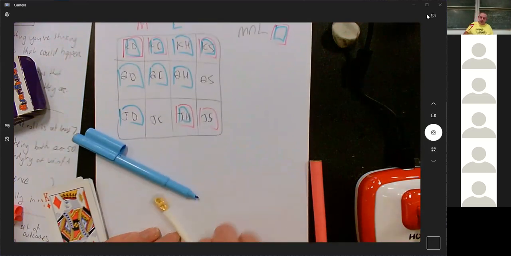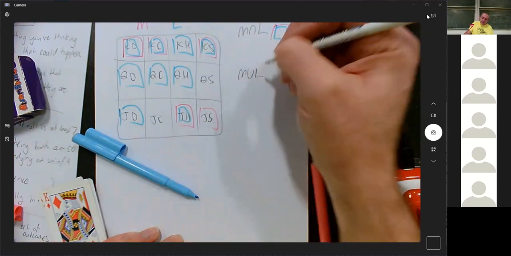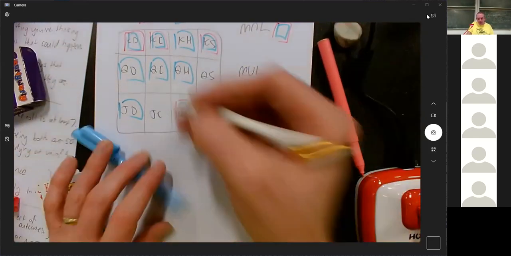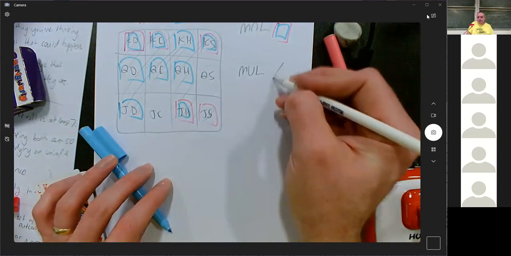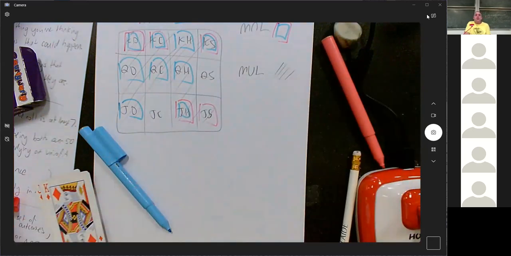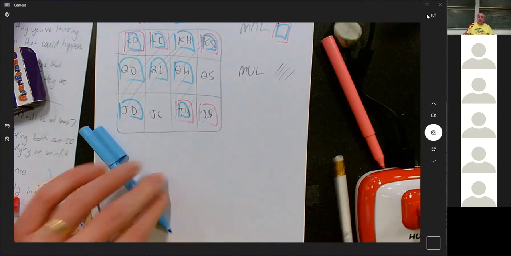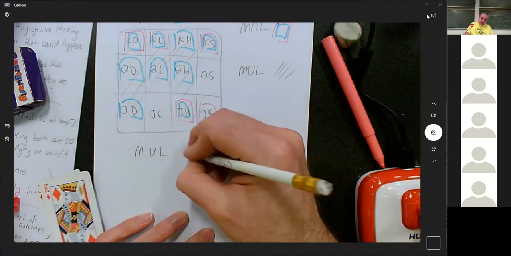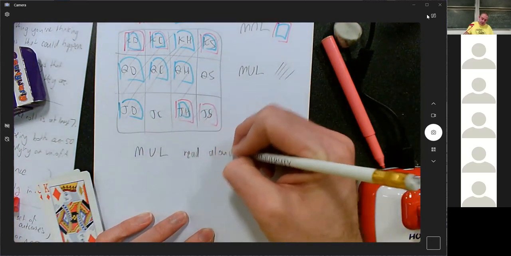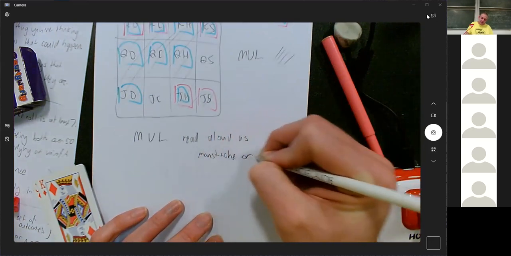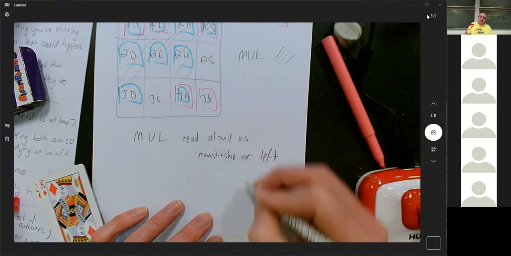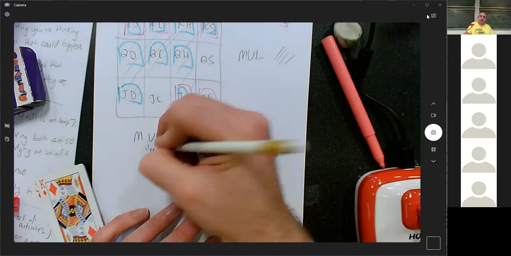So M union L is all of this. It's the combination of the two of them, and you normally read that union sign aloud as OR. So M union L as moustache or left looking, right? And so this is OR.